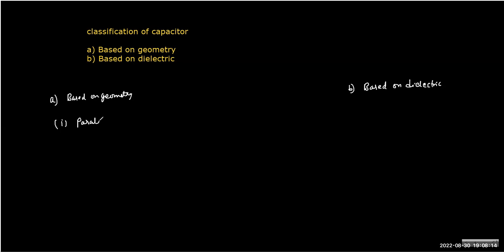The first is called parallel plate capacitor. The second is called inclined plate capacitor. The third is spherical capacitor. The fourth is just one.